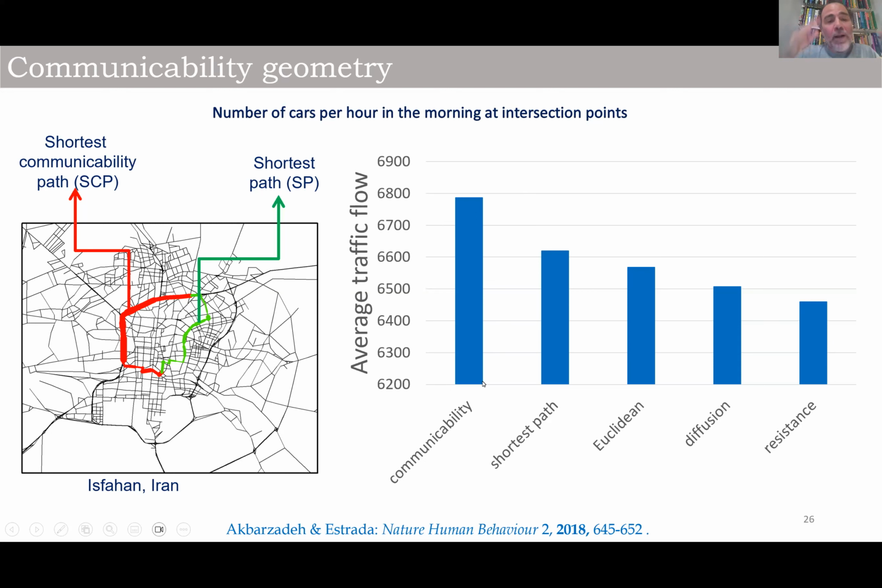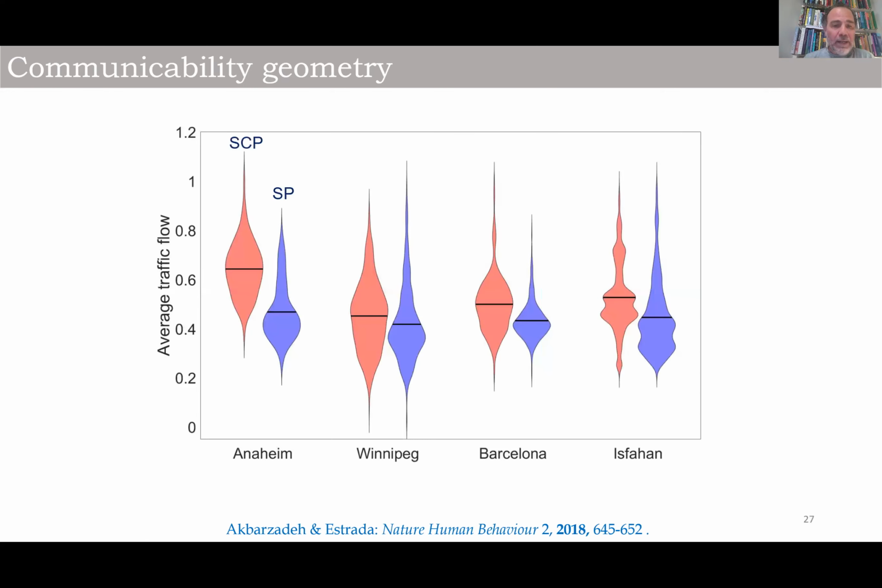And maybe you can think, well, possibly people in Isfahan are absolutely mad. They don't use GPS, they don't use maps, etc. Well, we have done this for Anaheim, which is a city in California, Winnipeg in Canada, Barcelona in Spain, and Isfahan. And in all the cases, there was more traffic through the shortest communicability path than through the shortest path. So you can obtain the explanation, both mathematically and intuitively, about why this happens in this paper that we published in Nature Communications a few years ago.